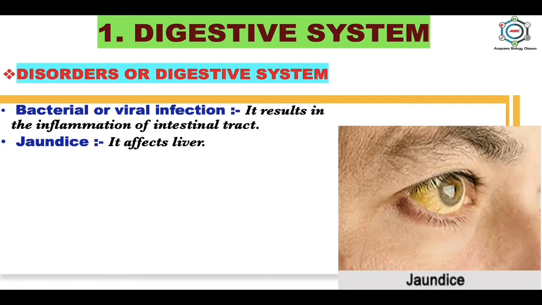In the picture you can see the yellow color of the eye. It is caused by a buildup of bilirubin, a waste material, in the blood. For recovery, we should drink more water, and fruits like papaya, mango, sugarcane, etc. we can use in our diet.